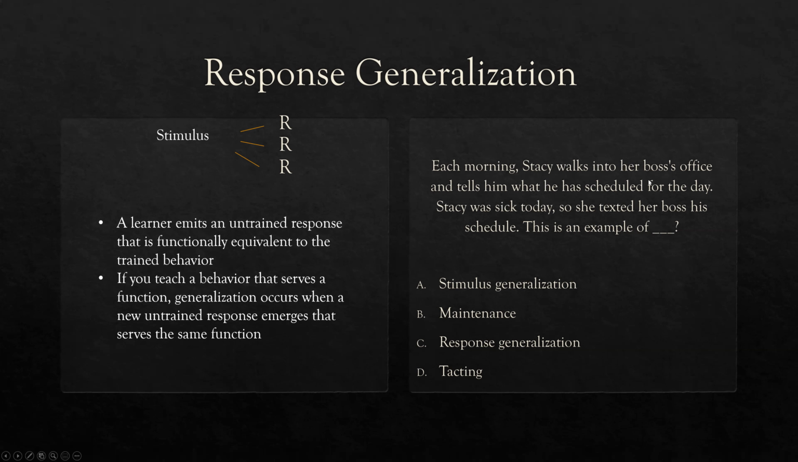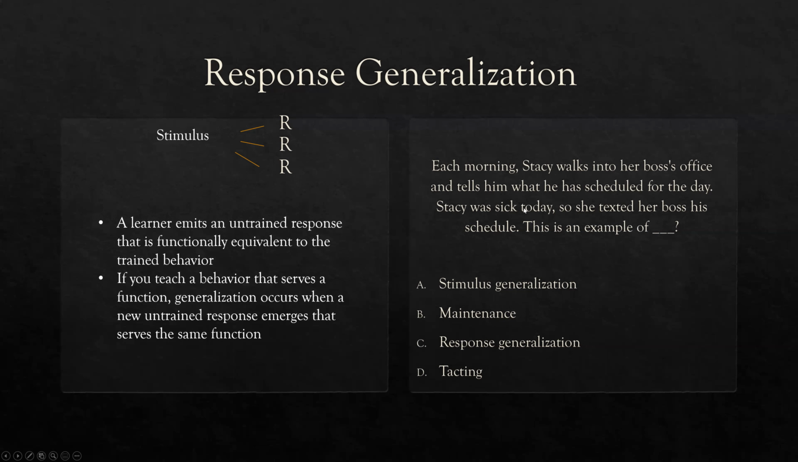Her boss is the stimulus. Today, she was sick. So instead of telling him the schedule, what does she do? She texts him the schedule. Multiple responses serving the same exact function, generalizing the response. It's not stimulus generalization. Stimulus generalization occurs when there's a singular response that occurs in the presence of multiple stimuli. We have multiple responses here. We're not maintaining, because it's a different response, texting instead of walking in. We are generalizing our responses across this stimulus.